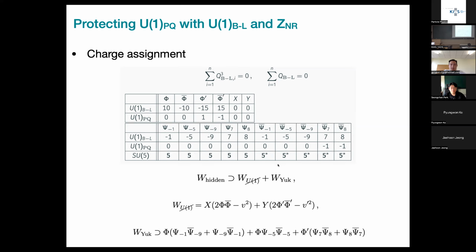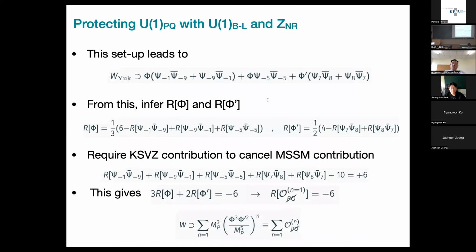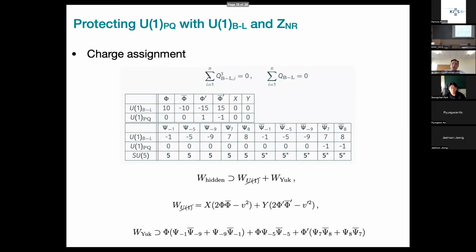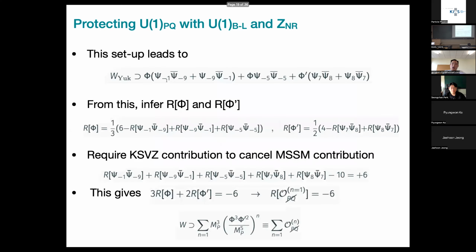Given this charge assignment, you will see that the superpotential for the scalar can be written in this way. And importantly, the Yukawa sector will be given by this, okay? So you have two scalars, 5' and 5', and they will carry the B minus L charge 10 and minus 15, okay? So given this B minus L charge of the fermions now, you can see how the Yukawa can be formed here, okay?